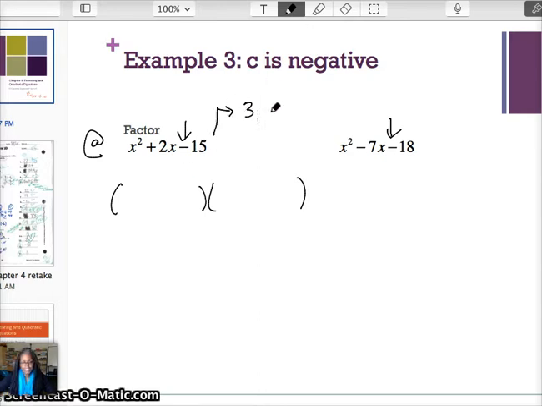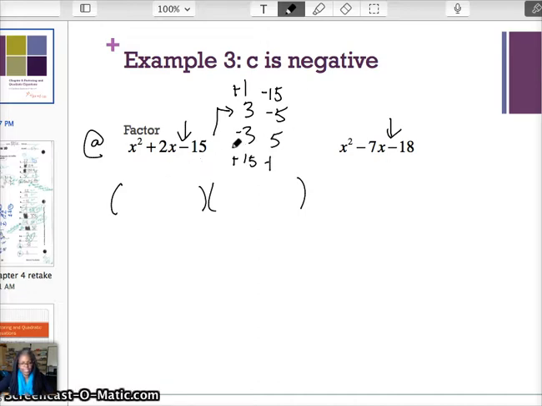So I could have a positive 3 and a negative 5, or a negative 3 and a positive 5, or a positive 15 and a negative 1, or positive 1 and a negative 15. So I think I have all the possible pairs. Now I'm going to ask myself again, what two numbers can multiply to give me that negative 15, yet add up to give me a positive 2?